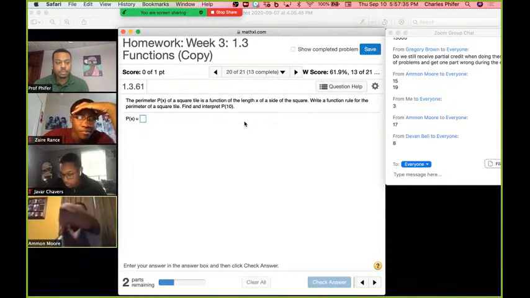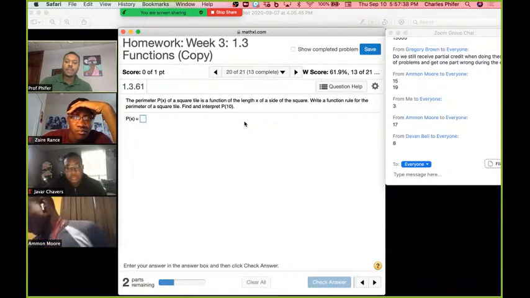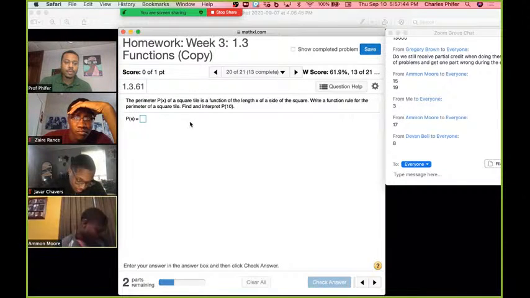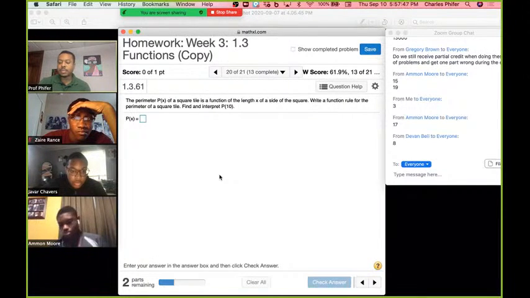I think I have the answer. The outside, right? So if it's a square and all the sides are 10, then what's the perimeter going to be? 40. 40, right? 10 plus 10 plus 10 plus 10, or 4 times 10, right?